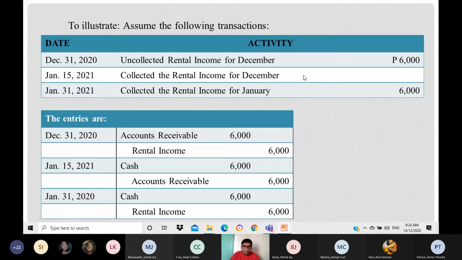And then January 31, collected the rental income for January worth 6,000. So, rental for December, rental for January. Ayan. So, yung entries mo naman, so here, debit to accounts receivable. Hindi mo pa siya nakukuha, you're going to receive it, 6,000. Credit that to rental income.